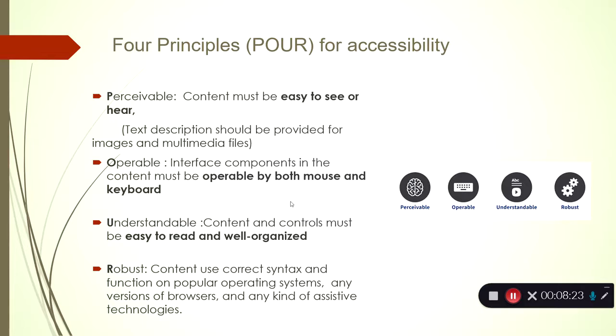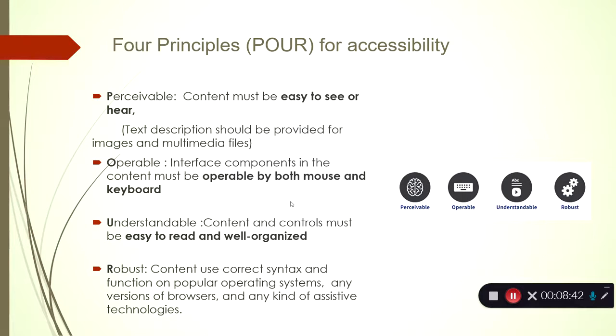And the third criterion is understandable. The content should be easy to read and easy to navigate. It should be well organized so that it is easy for all different kinds of audience to understand the content. So that is understandable. And the fourth one is robust.